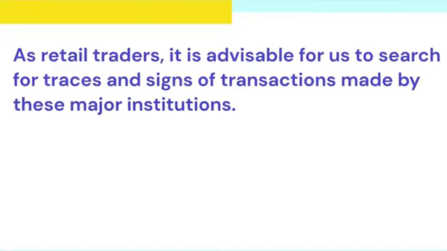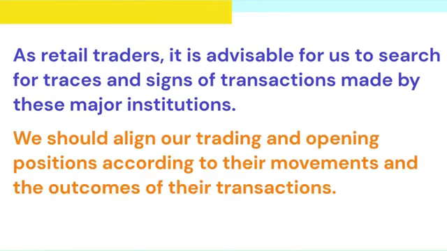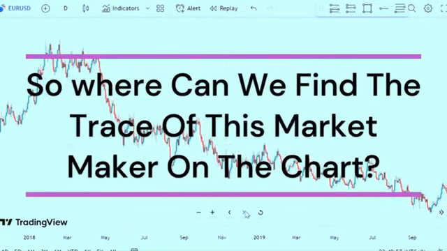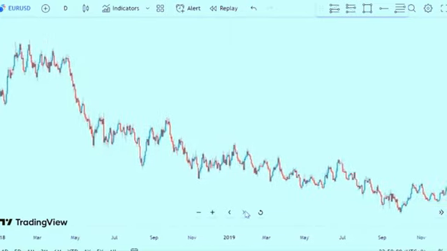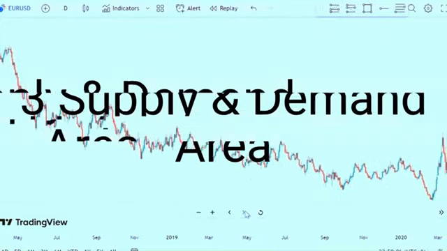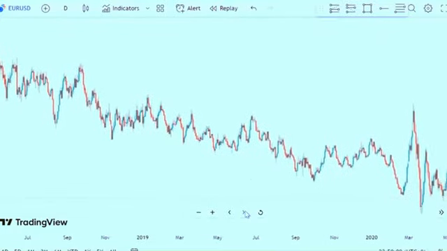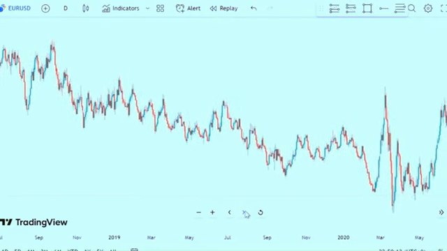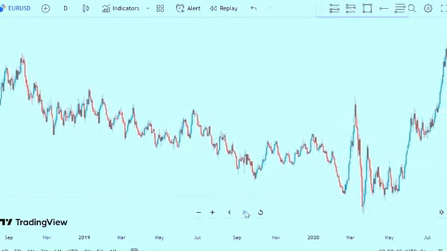As retail traders, it is advisable for us to search for traces and signs of transactions made by these major institutions. We should align our trading and opening positions according to their movements and the outcomes of their transactions. We can observe the actions of these market makers in the chart and search for opportunities based on their transaction traces. So, where can we find the trace of these market makers in the chart? In this video, I will share 3 areas of supply and demand in the niche market. I recommend not skipping this video till the end as it contains fundamental knowledge and information. This will help you master supply and demand strategies.